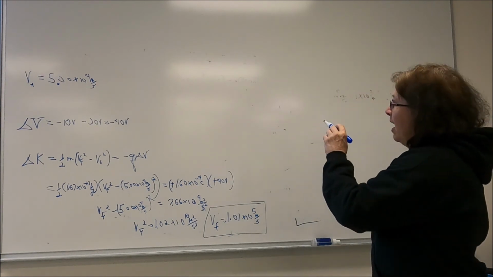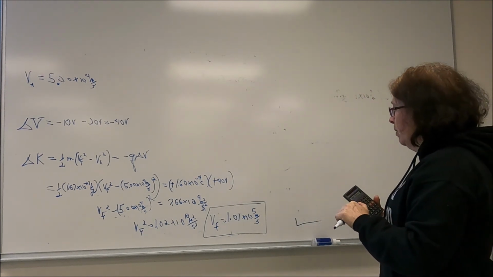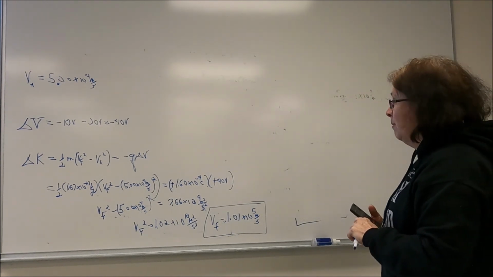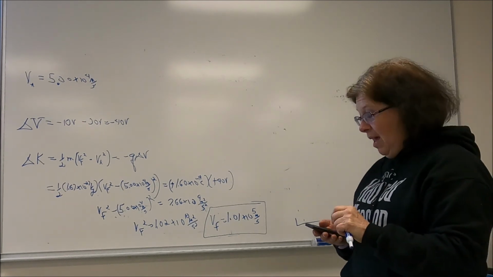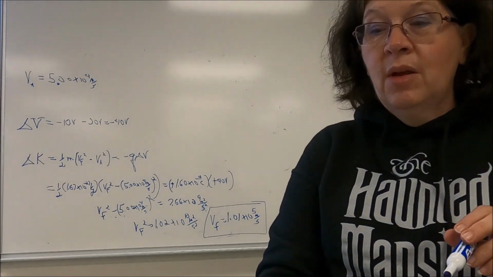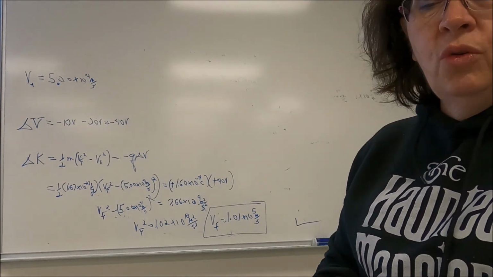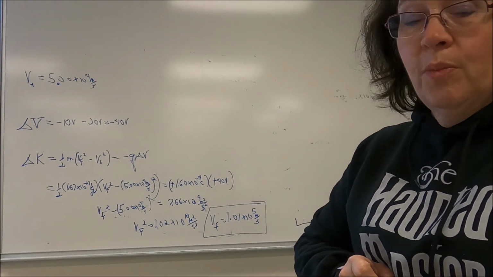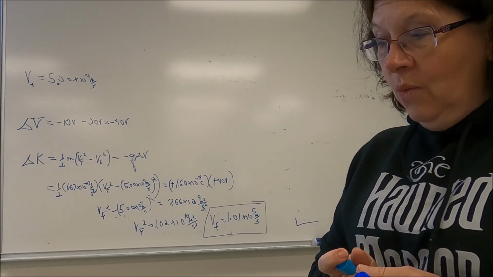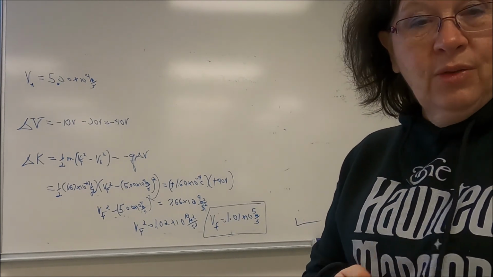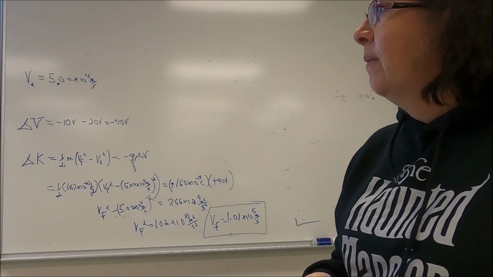So I went from 5 times 10 to the 4 meters per second to 1.01 times 10 to the 5 meters per second. It went up, which is what we would expect, because it moved from a region of higher electrical potential to a region of lower electrical potential. Okay? It went in the direction of electric field lines.